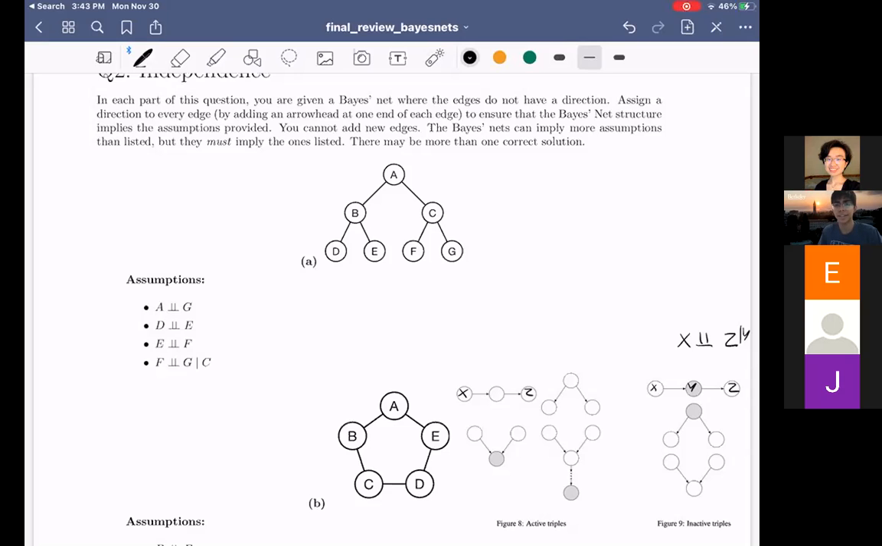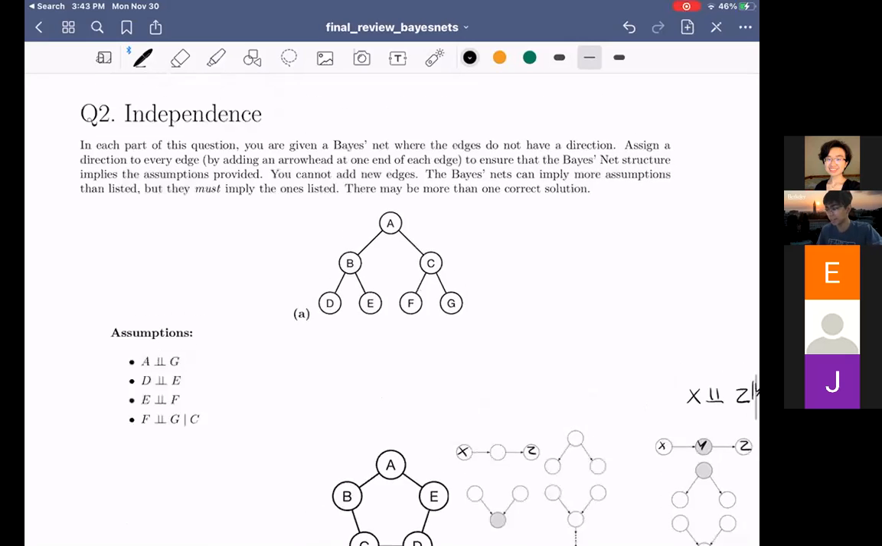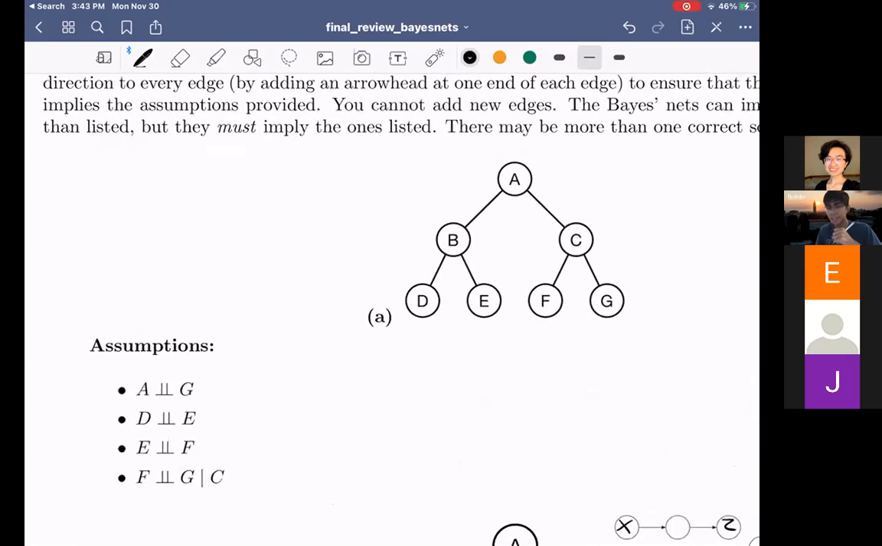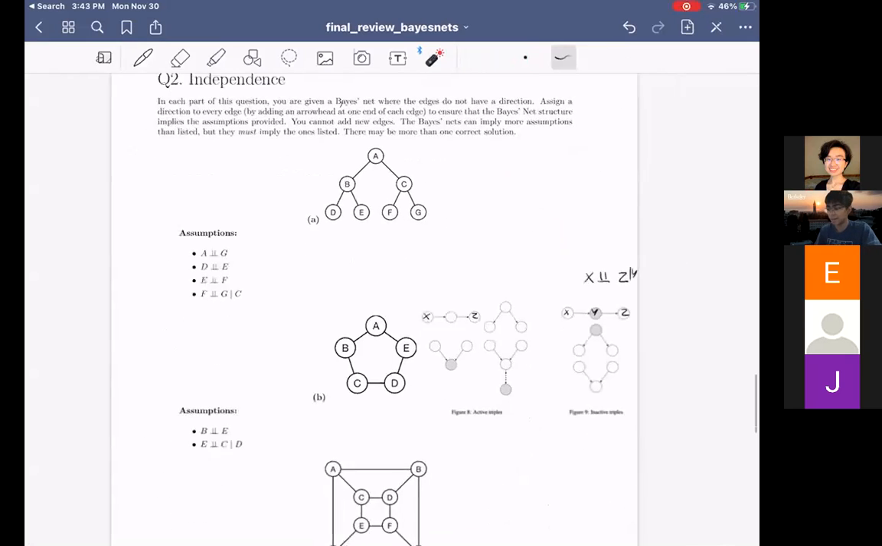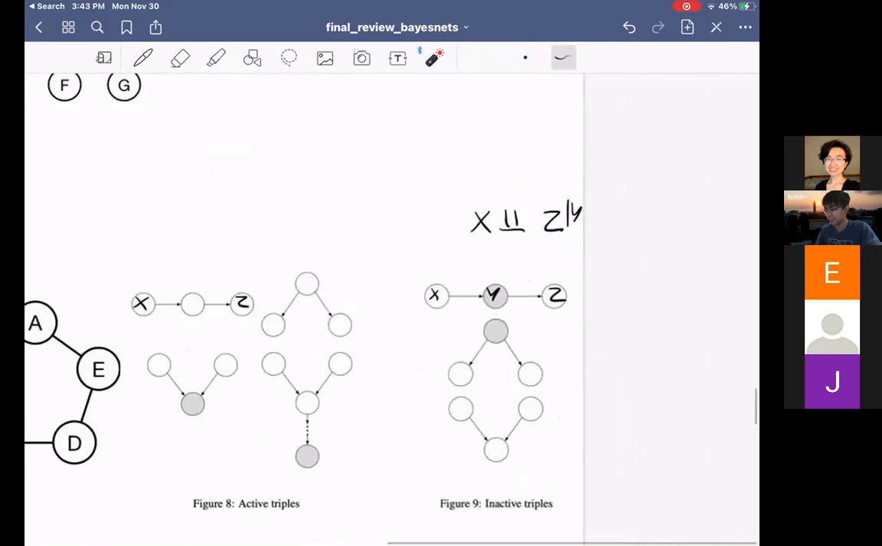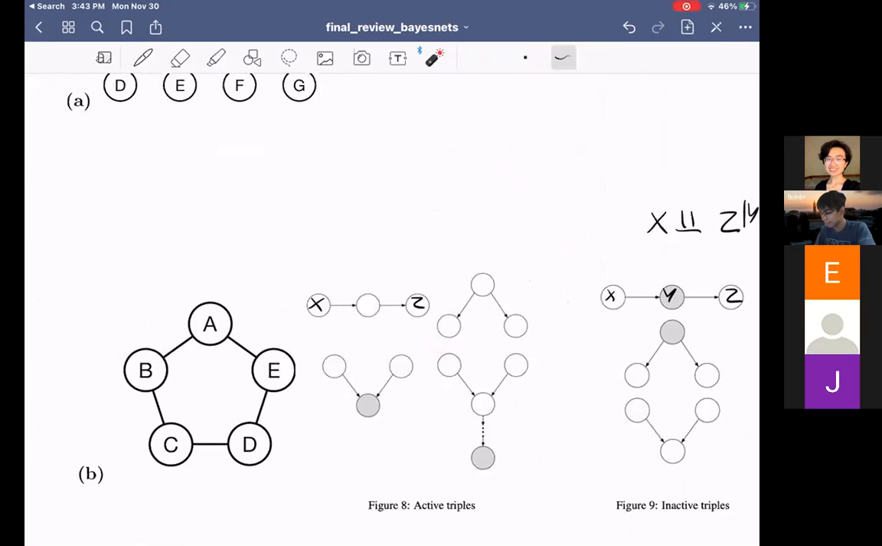Okay, so with that, let's try to talk about what these are. Let's start with A independent of G. How can we guarantee that? Well, let's look at all the paths between A and G. There's just this one, right? In order for this triple to be inactive, we want A to be independent of G. There's only one triple with nothing shaded that's actually inactive, and that's the common effect triple. So that's what we need.